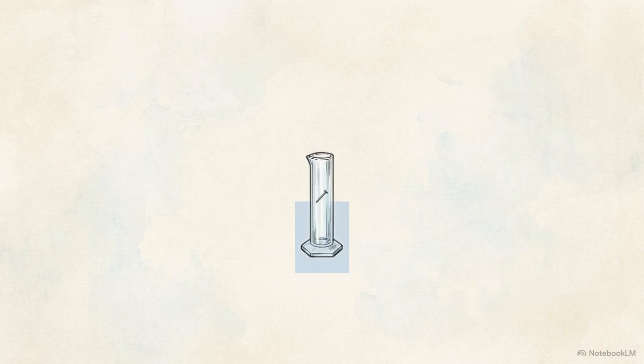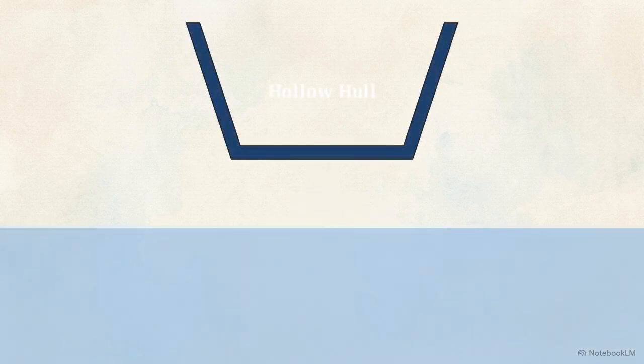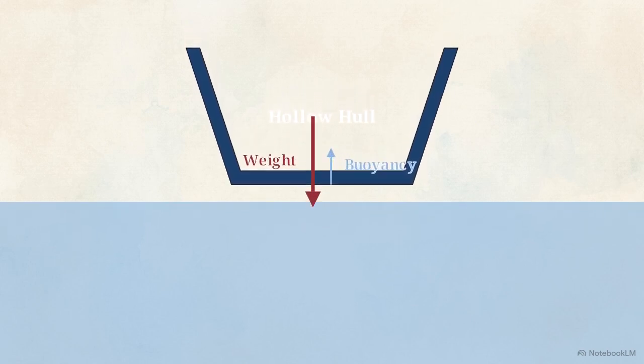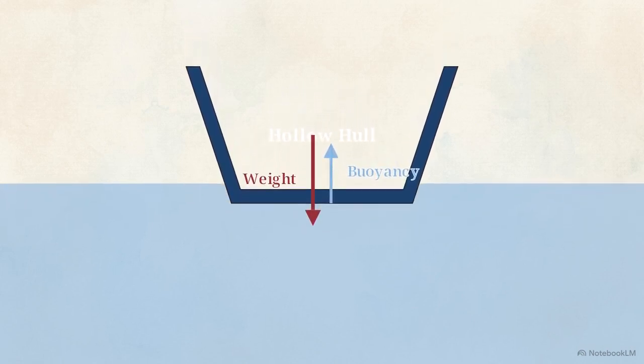The nail is small and dense. Because it moves very little water out of the way, the upward buoyant force is too weak to resist its downward weight. The ship is engineered to be hollow. Its wide hull moves an enormous amount of water out of its way before the ship can sink.